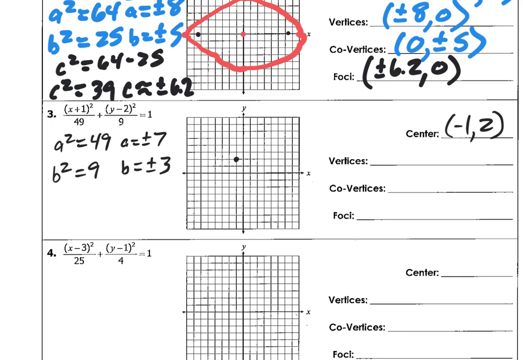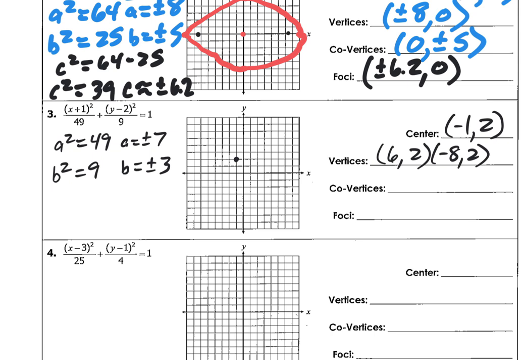So negative 1 plus 7 would be 6, 2. Negative 1 minus 7 would be negative 8, 2. So we're going to move 7 to the right. We're going to move 7 to the left of our original x value, because I have an a value of 7. And make sure you add it and subtract it to the x value. If it was longer vertically, we would do it to the y value.